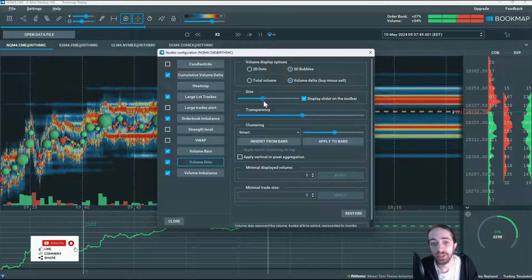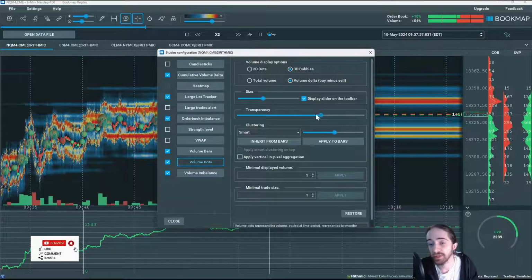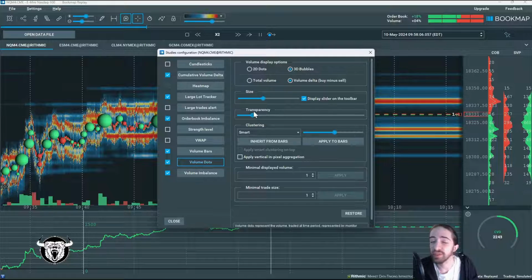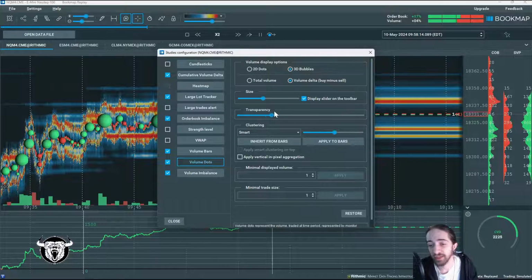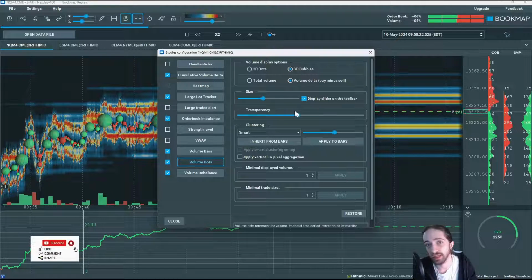You could also change the transparency of it so you could really see through them a lot more clearly, or so they're a bit more prominent and you could see them in their thick, but you can't really see the bid and the ask, and also some of the heat levels behind it too. So I would suggest to at least keep it about halfway, if not a bit more than halfway.